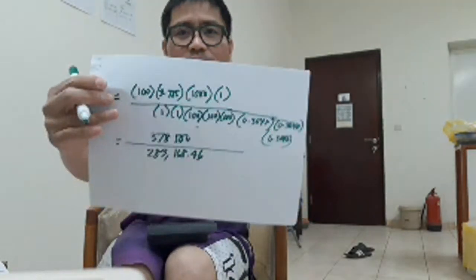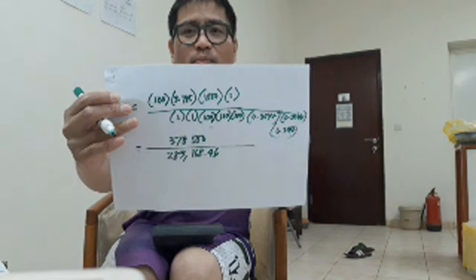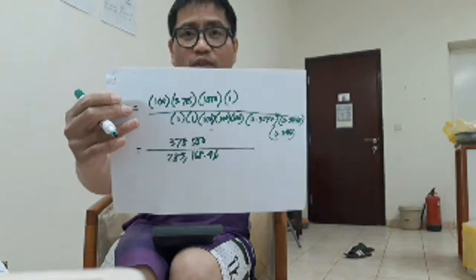Okay, 283,168.46, and the numerator is 103.785 times 1,000. Oh my God, 378,500. And then the final answer will be in cubic feet. 100 gallon is equal to this after we calculate this final answer.